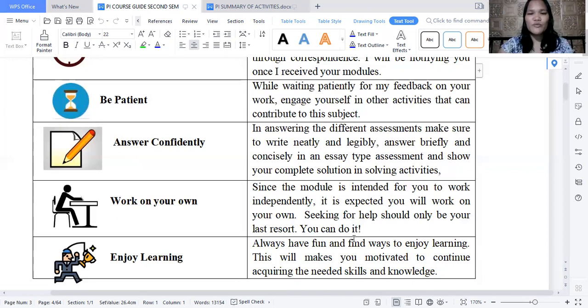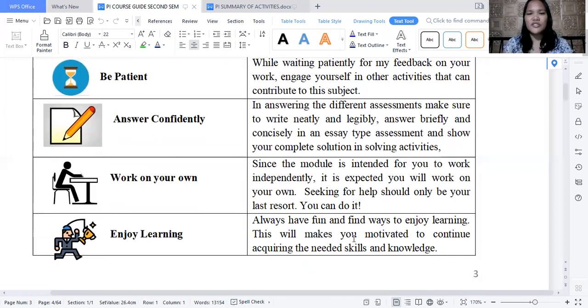Okay, work on your own. You have to be honest. Do not let others write your assignment or do it for you or answer it for you. You have to work independently. Teamwork is essential in some other aspects, but when it comes to answering such requirements, it is not acceptable, and that is cheating.